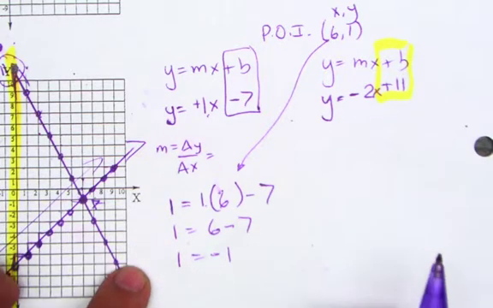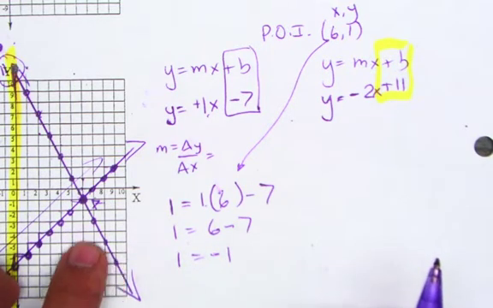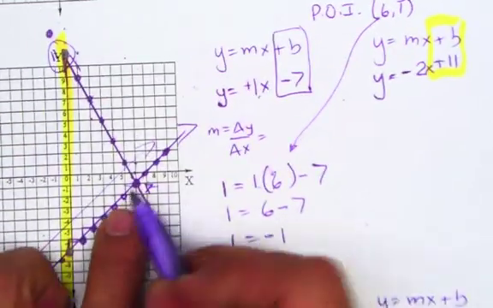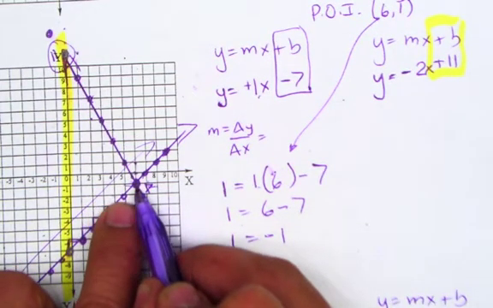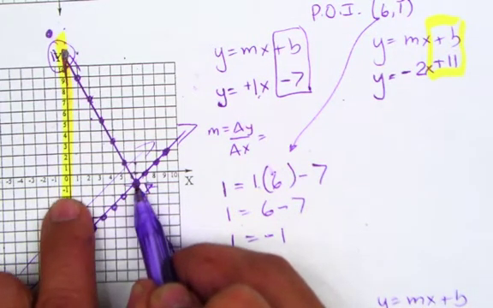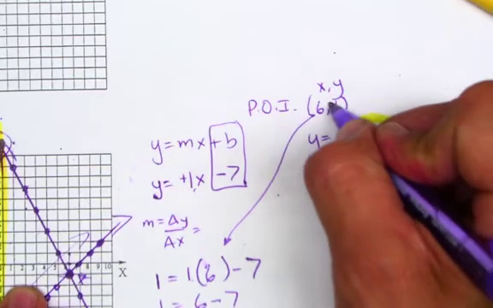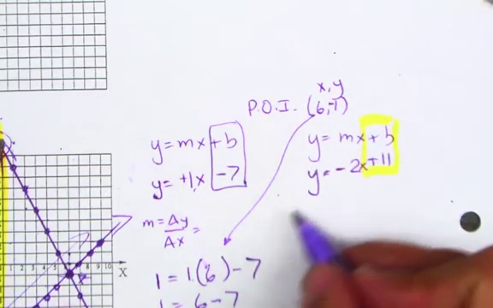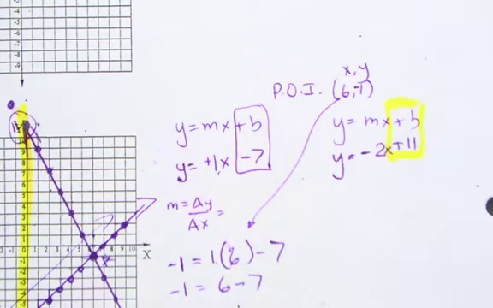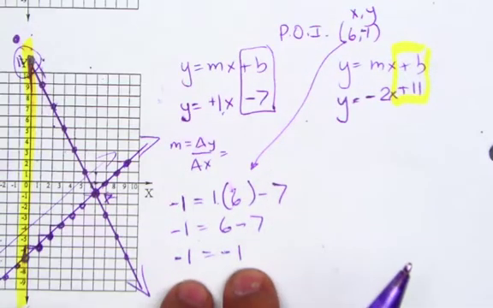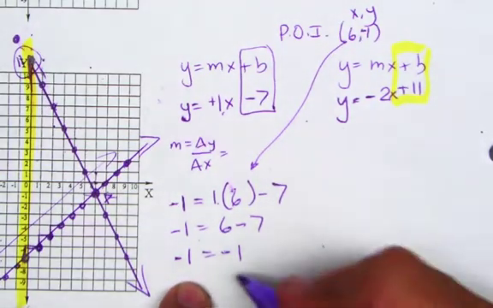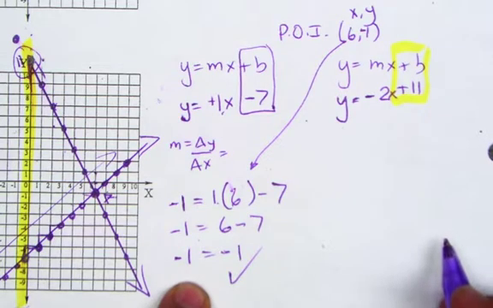So I did something wrong. What did I do wrong? Well, look at my point. This point should have been 6, negative 1, not 1. So this should have been negative 1. So my y should have been negative 1, negative 1, negative 1. And there it's correct. You see, now it balances, so it's on this line.